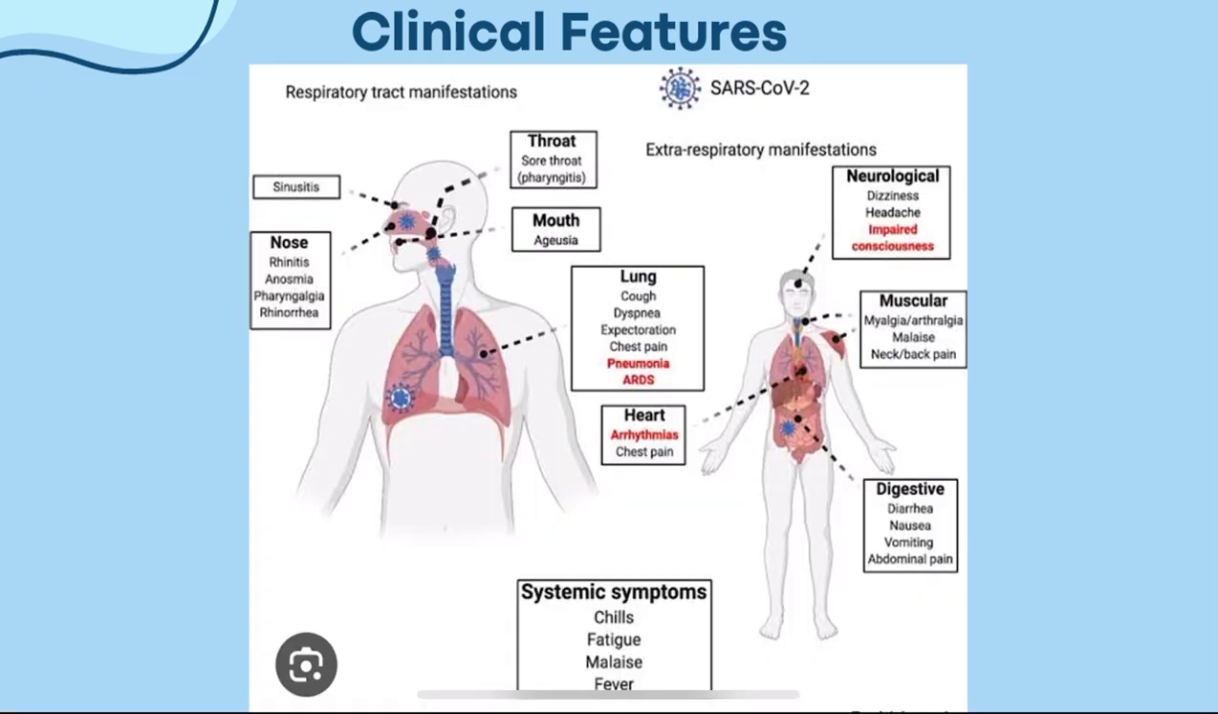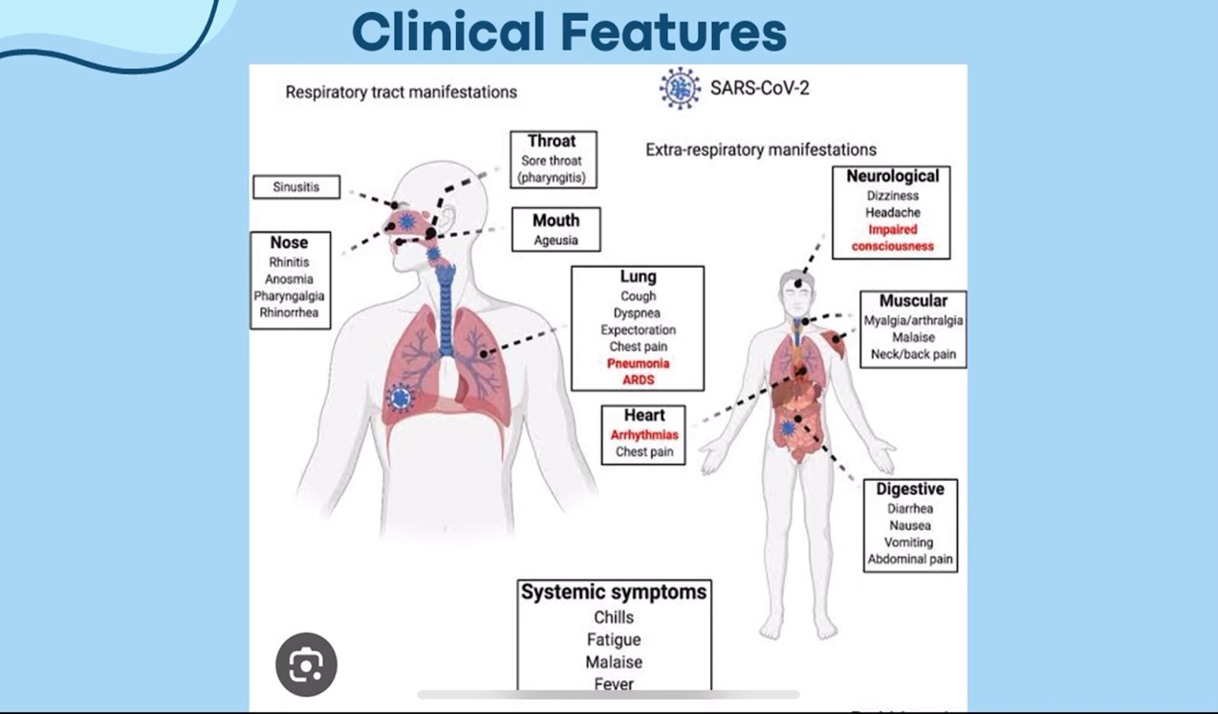The other clinical features, the respiratory tract manifestations, include sinusitis, rhinitis, anosmia, that is loss of sensation of smell, pharyngalgia, and rhinorrhea. What is pharyngalgia? Pharyngalgia is an unpleasant sensation, a physical discomfort like a pricking, throbbing, or aching sensation originating in the throat. And in the throat, sore throat or pharyngitis, inflammation of the pharynx, is seen.